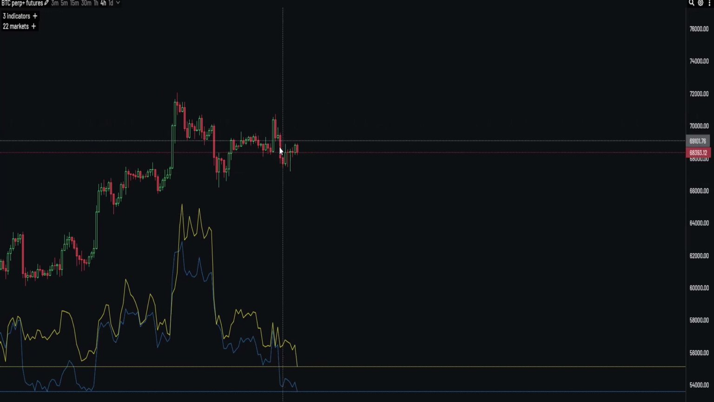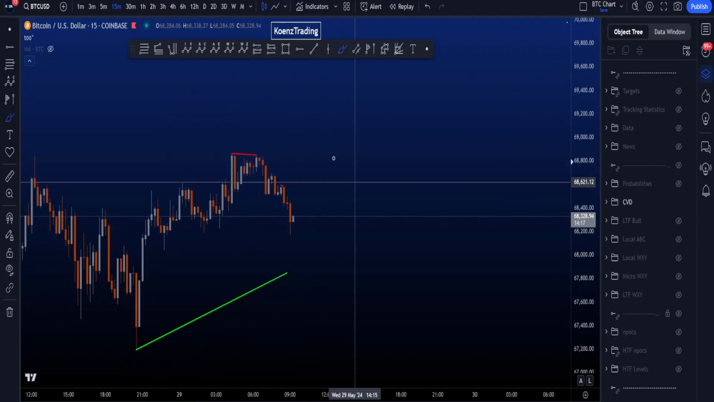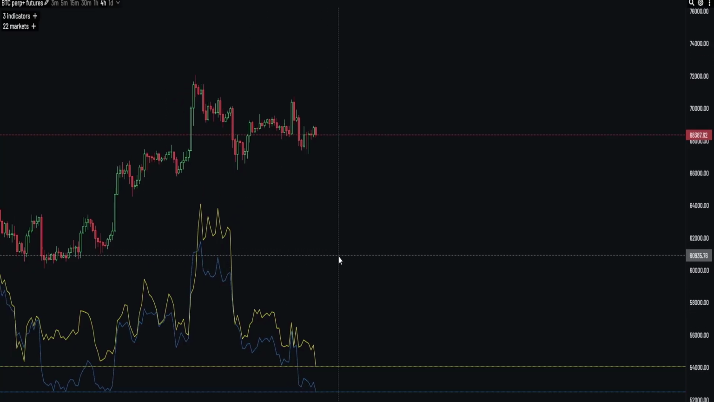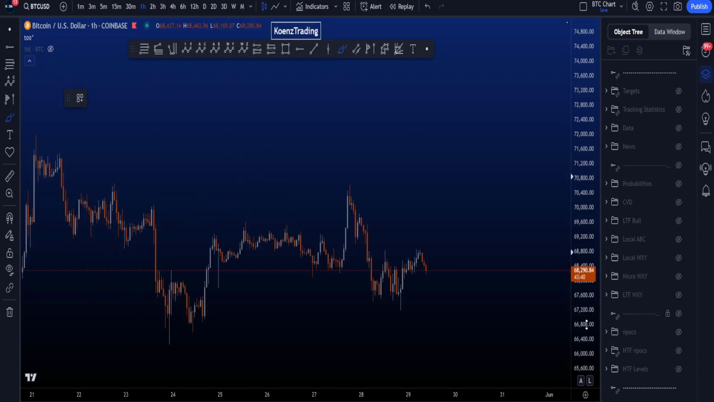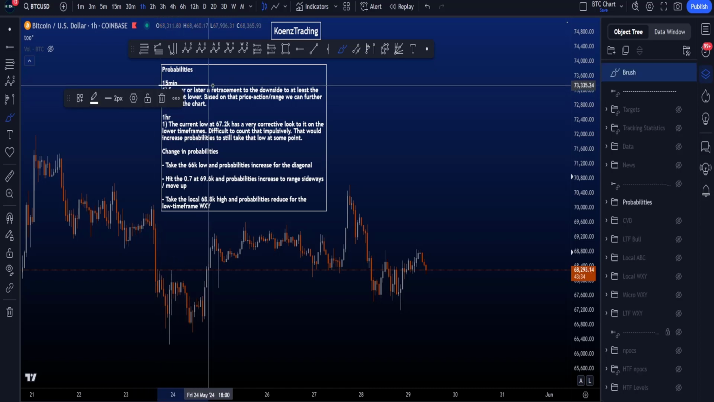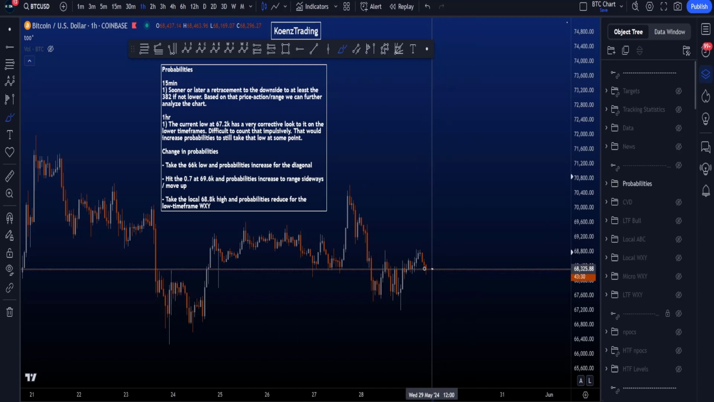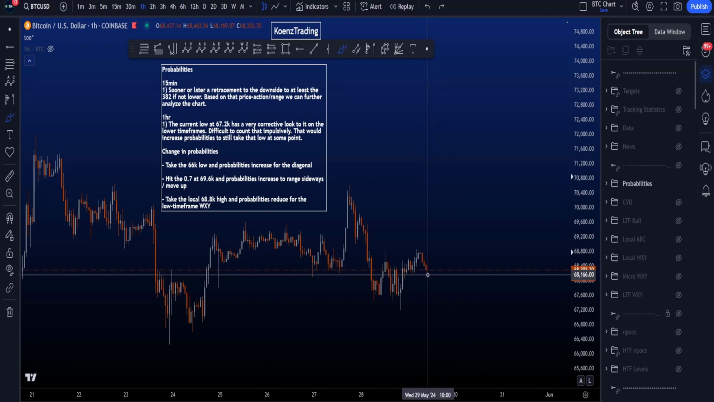Now, the more local CVD divergences play a greater importance, so I always like to prefer using local CVD, 50-minute, 3-minute, but it is good to keep an eye on the 4-hour CVD divergences, as of course they do play some role. If we then look at the probabilities of the different scenarios, then on the 15-minute time frame, the probabilities are higher to sooner or later see a retracement to the downside to at least hit the 382, which we have done during the video, so that is quite nice, if not lower.